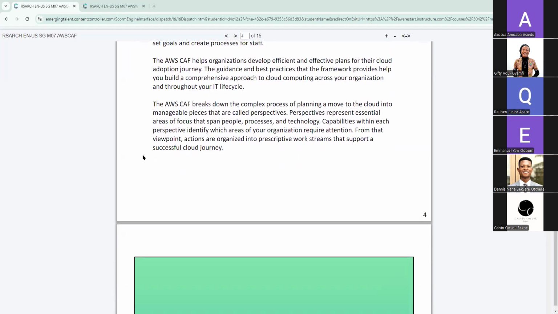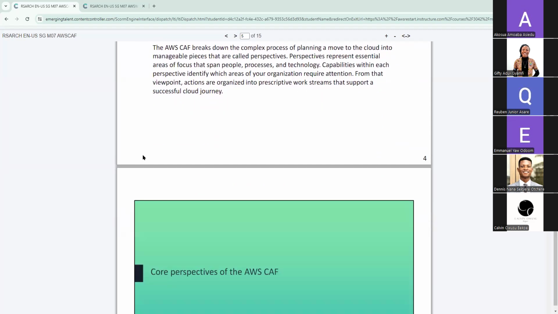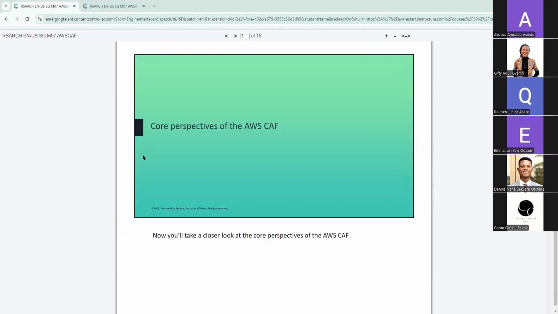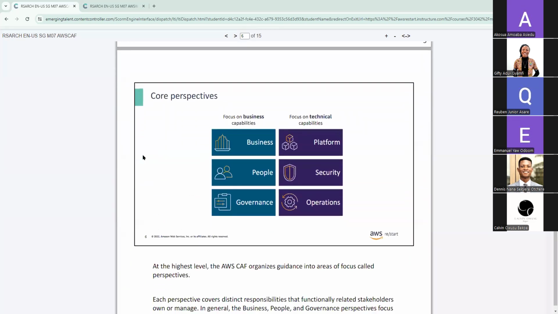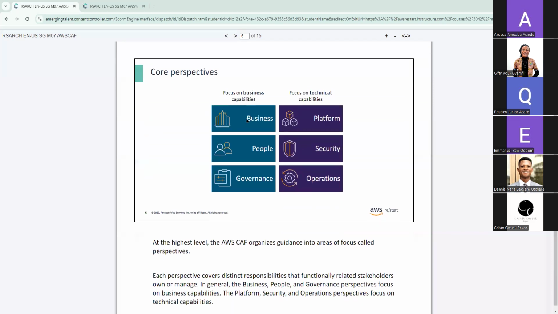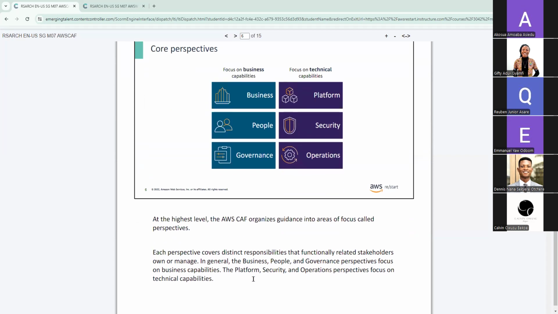So it would entail the plan. By the end, if you go through all of these 6 perspectives, you would have a plan that would serve as your guide when you want to transition into the cloud. So the core perspectives, we have the business capabilities, which has to do with business, people, and governance. And we have the technical capabilities, which comprise platform, security, and operations.